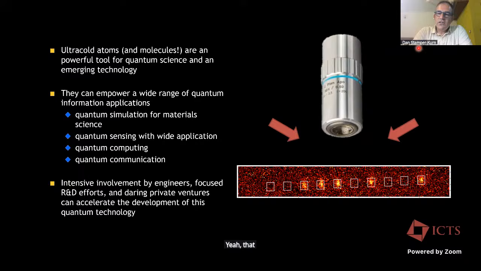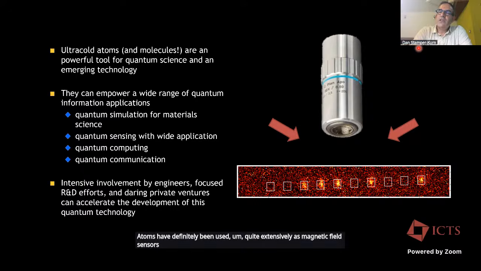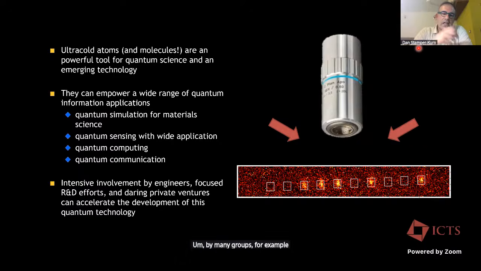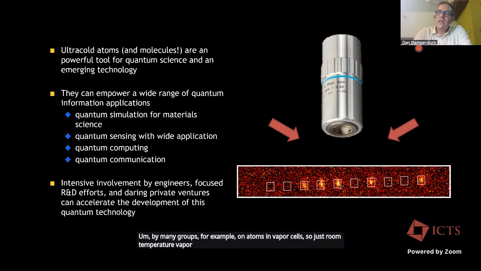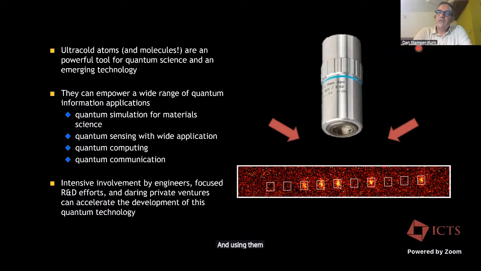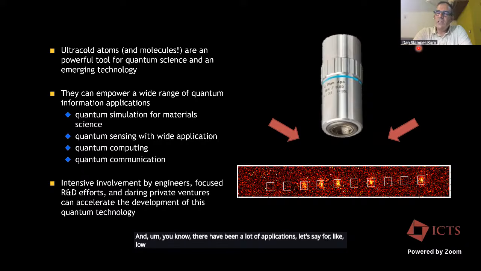Yeah, that's a fine question. So, atoms have definitely been used quite extensively as magnetic field sensors. There's been a lot of work by many groups, for example, on atoms in room temperature vapor cells, and using them as very sensitive magnetometers. And there have been a lot of applications, let's say for low field magnetic resonance imaging.